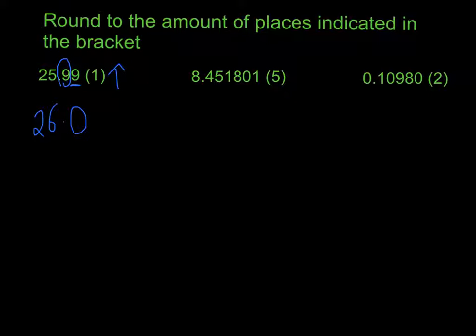Second one, round to 5 decimal places. So we'll find the 5th decimal place, which is the 0. Look to the right, will tell us whether to round up or round down. It's a 1, so we need to round this number down. 8.4518. So that is correct to 5 decimal places. You may recognize that you don't necessarily need that 0 as a placeholder, but it is fine to show it knowing that you've rounded it off to 5 decimal places and knowing that decimal place was a 0.